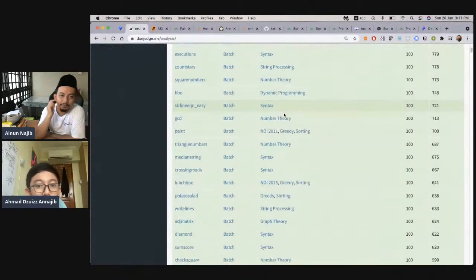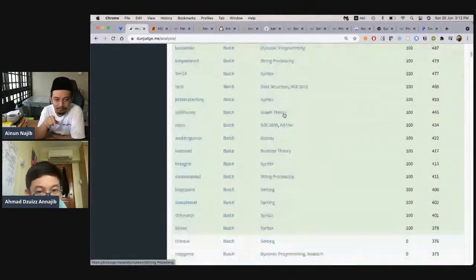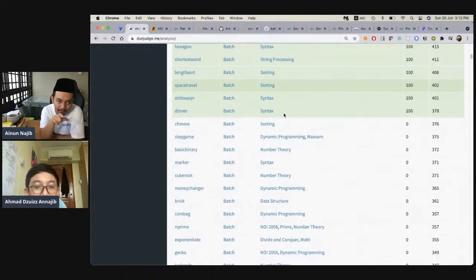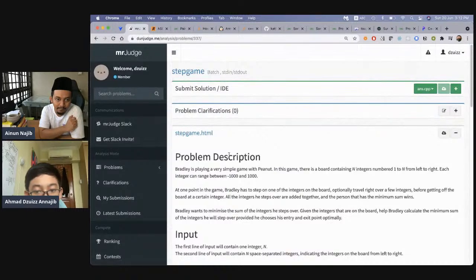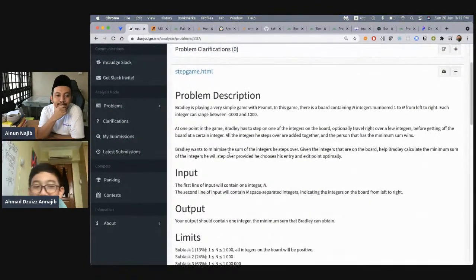So, okay, now try scroll down. Some of the easy problems. You see there is one dynamic programming. You want to try dynamic programming? This one, I don't know. I already saw this and I don't know. Yeah, explain the problem.